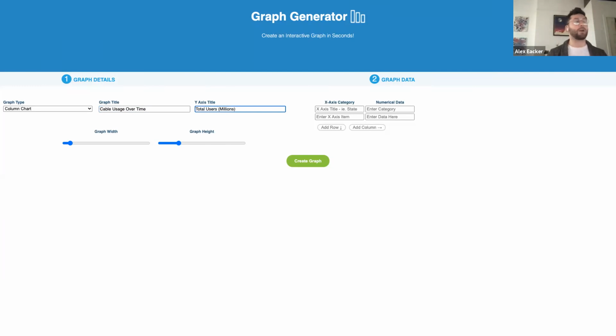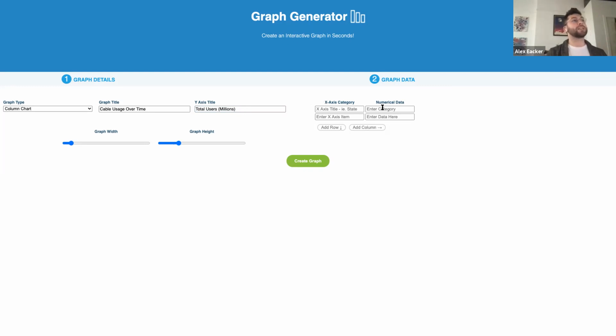Right? So that's how many people are actually using cable versus using streaming services. And so this is the y-axis category that's going to show up on the left-hand side. It's going to be the numerical values in the vertical direction. I've started here, and I could also change my graph width and graph height, but because we can't see the graph yet, I'll just hold off on that.